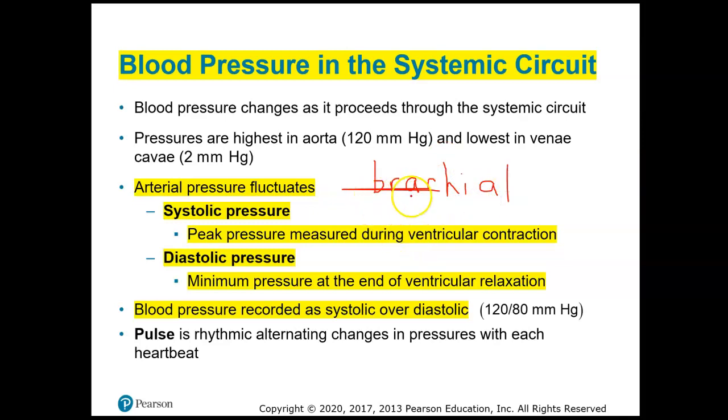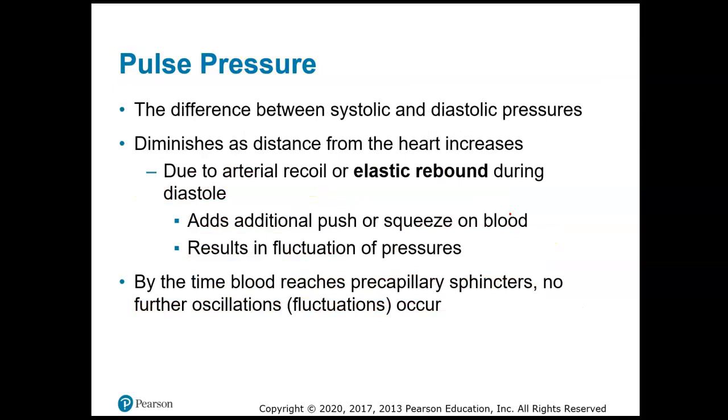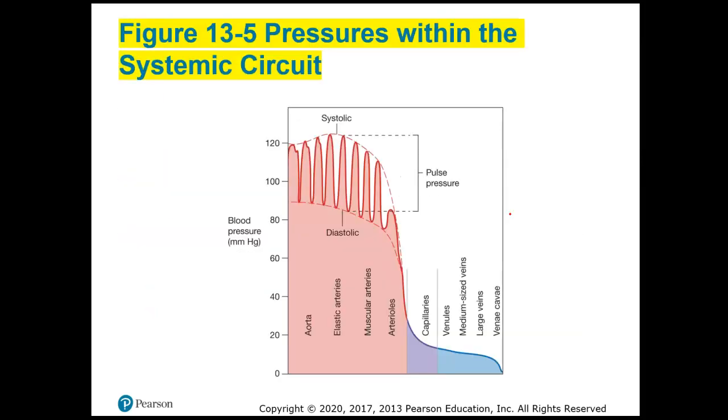The brachial, B-R-A-C-H-I-A-L, the brachial artery in the upper arm is the one that's closed off by the blood pressure cuff. And so that is the one that when you release the pressure in the blood pressure cuff, the pressure through that brachial artery is what we're measuring.